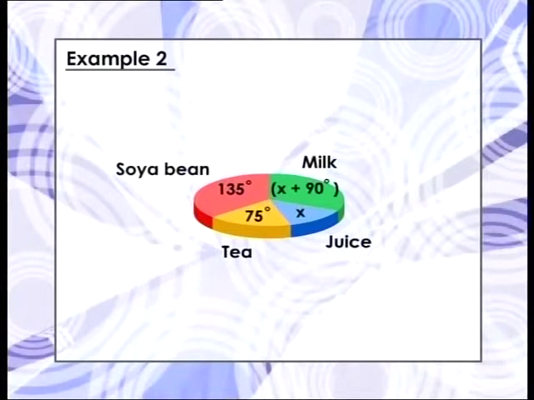Problems involving pie charts include finding the value of the angle of a sector, data quantity, and information statements in the form of fractions or percentages. Example 2. The pie chart shows the favorite drinks of a group of Form 2 students. Soya bean, 135 degrees. Orange juice, X. Tea, 75 degrees, and milk, X plus 90 degrees.